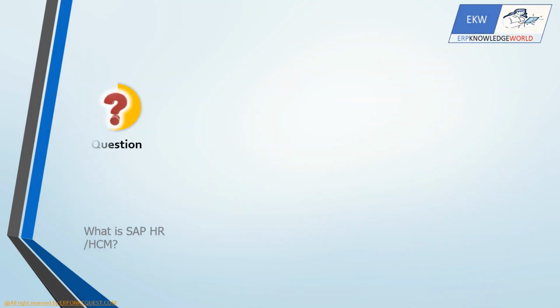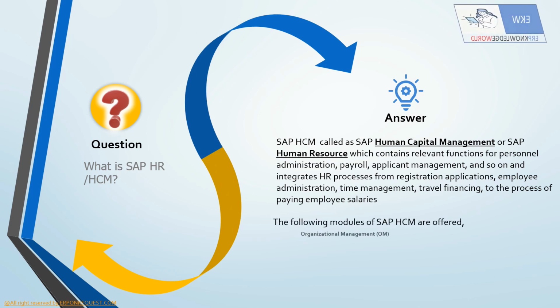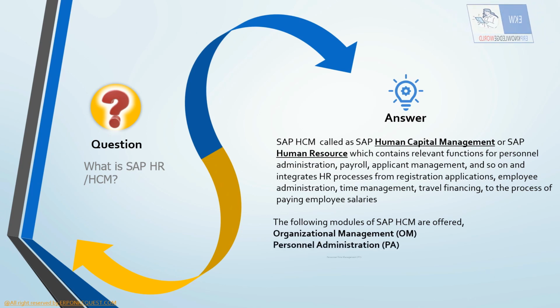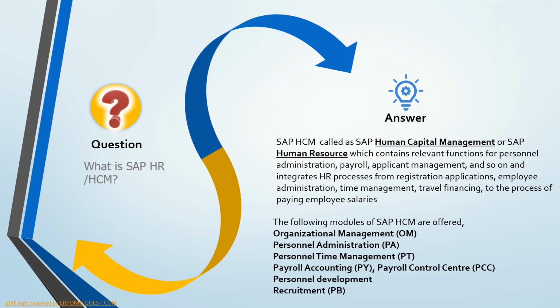with today's topic, which is what is SAP HCM or SAP HR. SAP HCM is called SAP Human Capital Management or SAP Human Resource, which contains relevant functions for personnel administration, payroll, applicant management, and so on, integrated with different processes like recruitment, employee administration, time management, travel, financing, and processing.